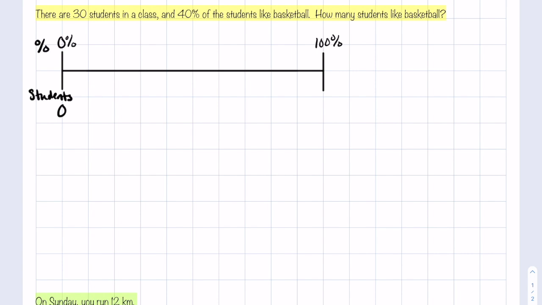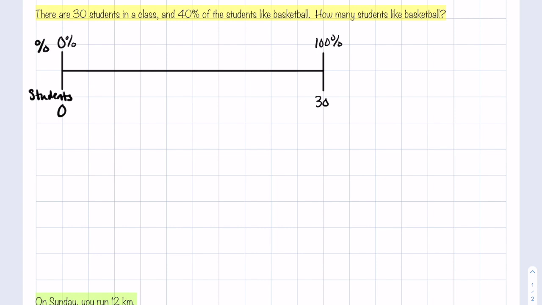Notice the top part of the percent ruler are the percents, and the bottom part is going to be number of students. So 100% of the students in that class would be all of the students. That would be 30. So we're going to put a 30 on the bottom at the 100%. And we're looking to find 40%.